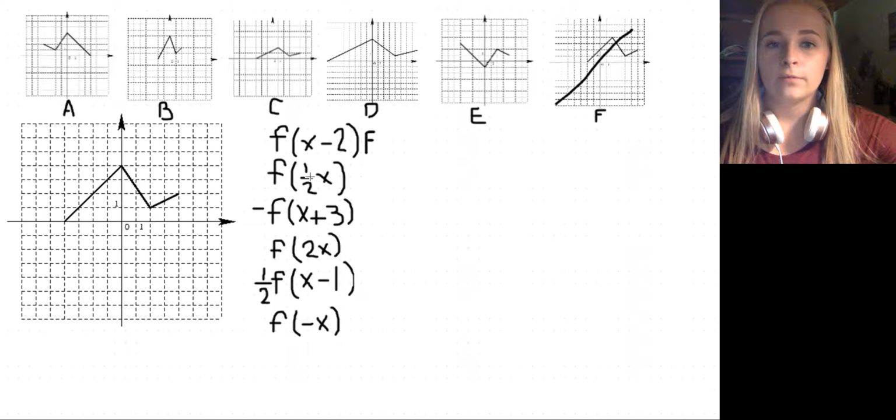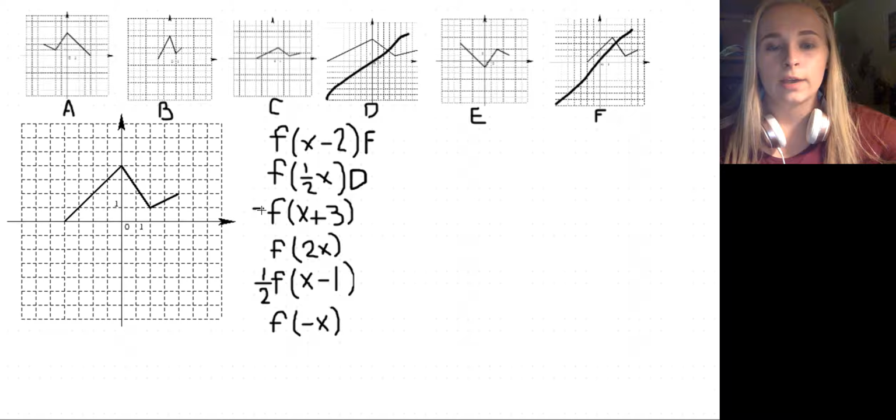Alright, so then we have f of 1/2 of x, and what this 1/2 is going to do is cause our graph to stretch out and grow at a lot slower of a rate. And we can see that we have d right here that is very stretched out and is growing. So then this one is d, and then we can cross this out as well.